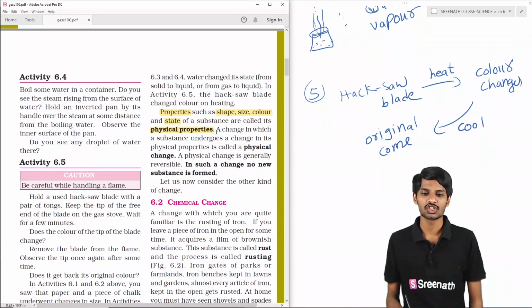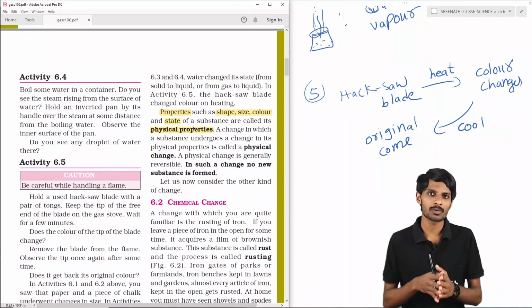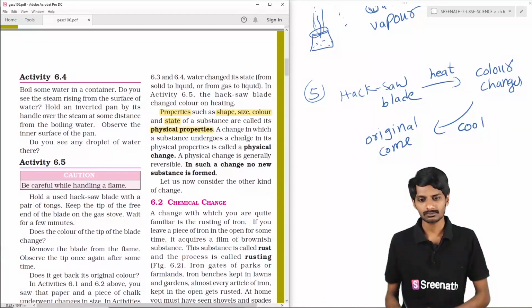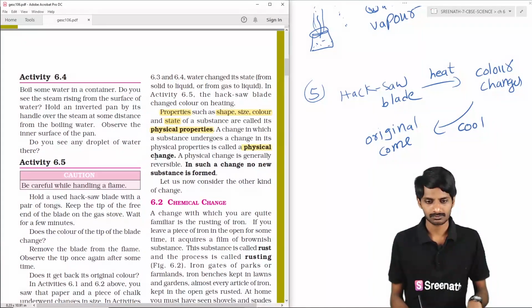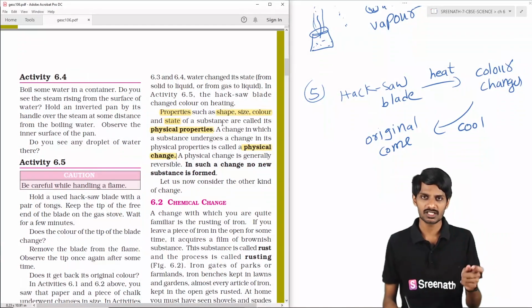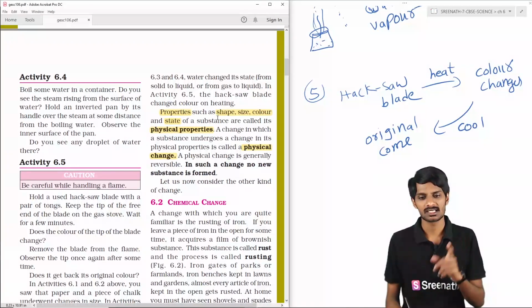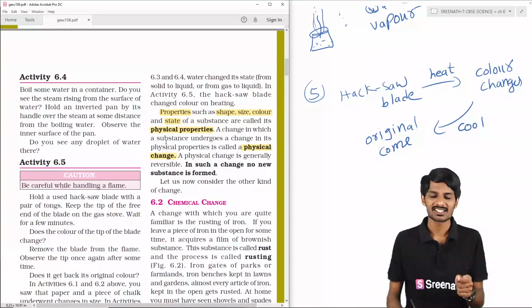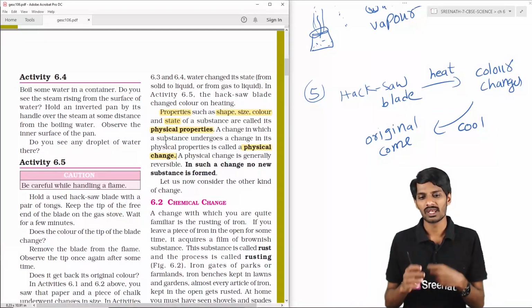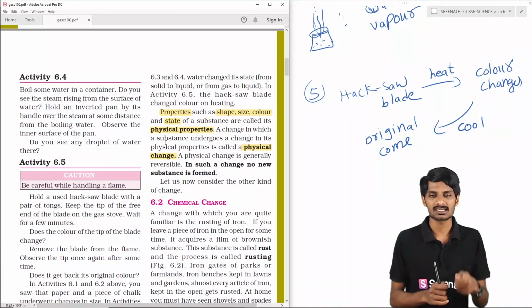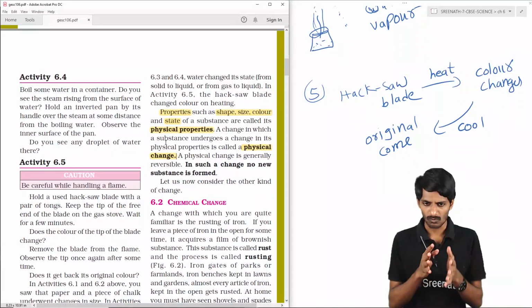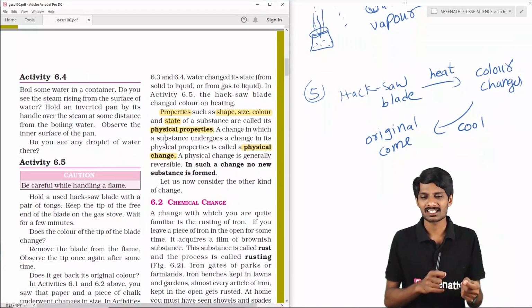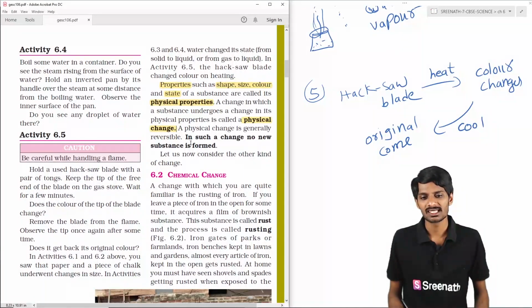If a substance undergoes a change in its physical properties, we call it a physical change. Suppose if shape changes, we say there is a physical change. If size changes, physical change. Color changes, physical change. State changes, physical change. So whenever the physical properties of a substance change, we say it is a physical change, friends.